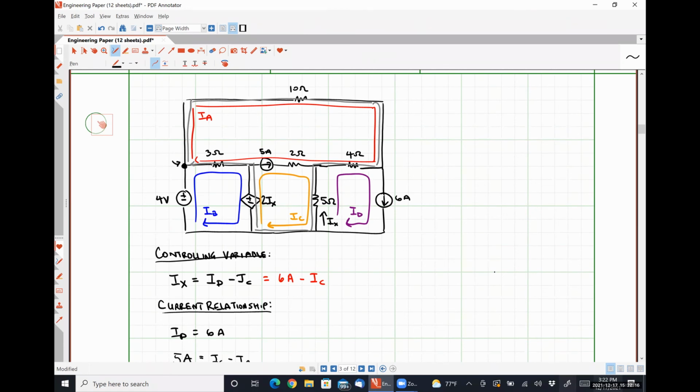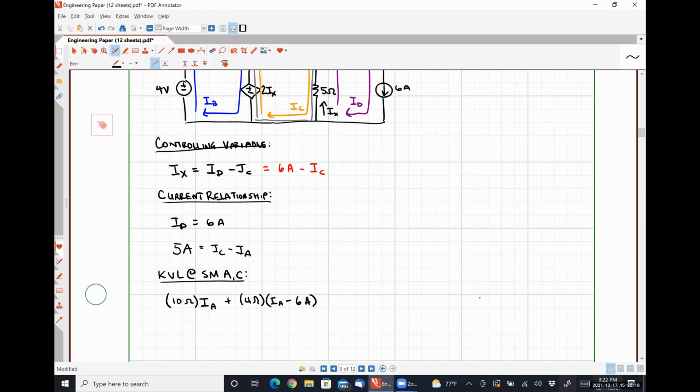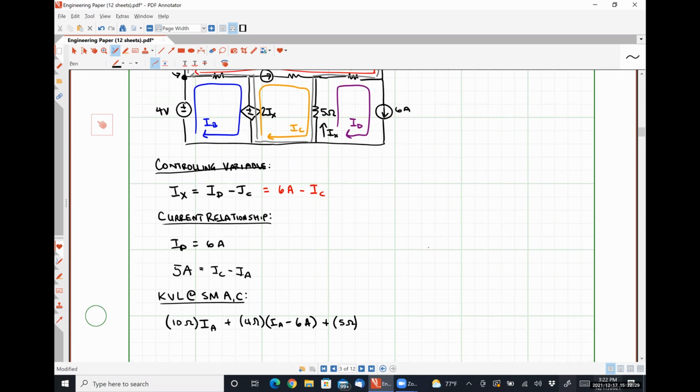All right, Oren, sorry for interrupting you. Five ohms multiplied by, did you say IA? Mesh C is the current that's flowing down through the 5 ohm resistor, right? So even though it's a super mesh A and C, we still have to take account of which part of that mesh current is flowing through each individual component, right? So it'll be 5 ohms times IC minus 6 amps.